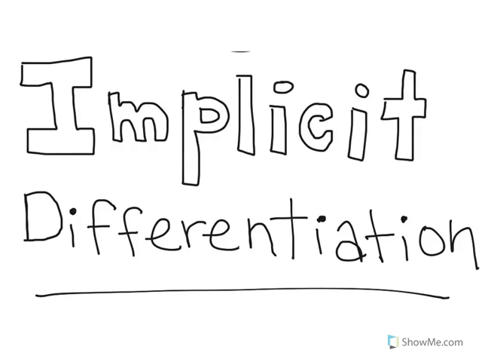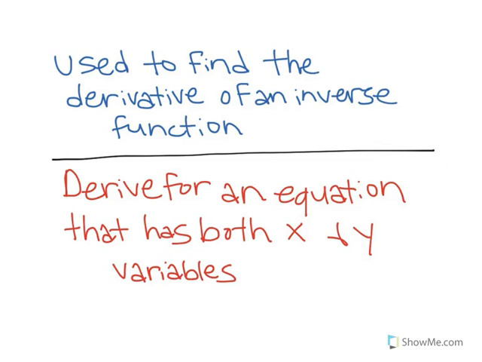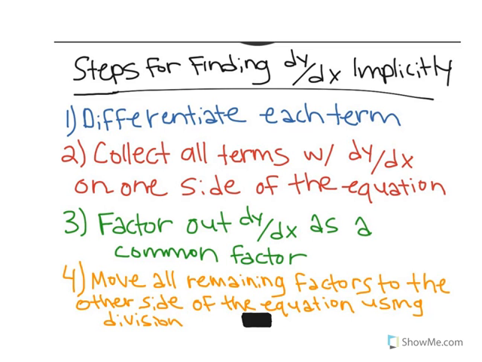This is our video tutorial of implicit differentiation. Okay, so implicit differentiation is used to find the derivative of an inverse function. And you know when you're supposed to use implicit differentiation when it asks you to derive an equation that has both x and y variables in it.